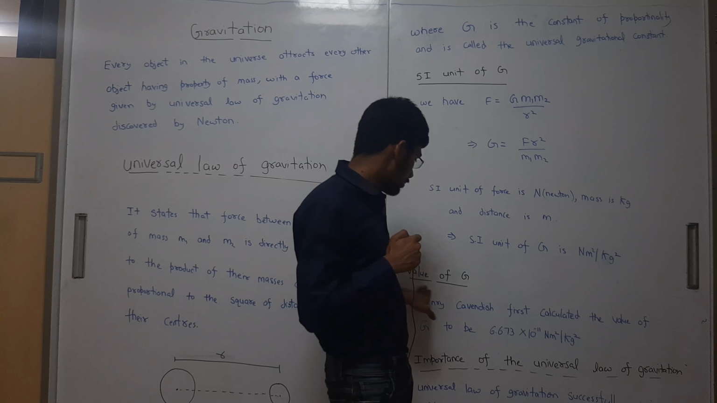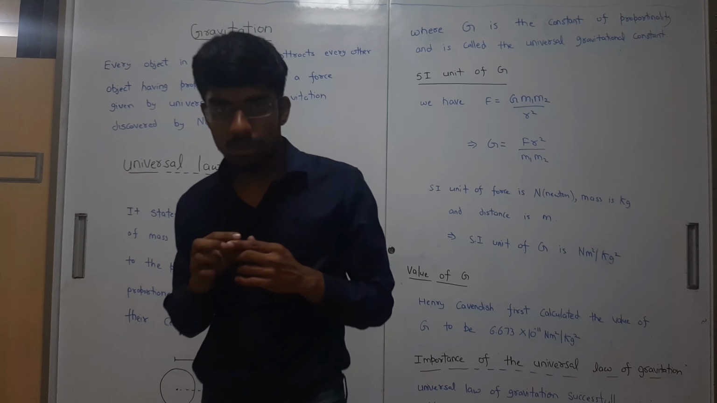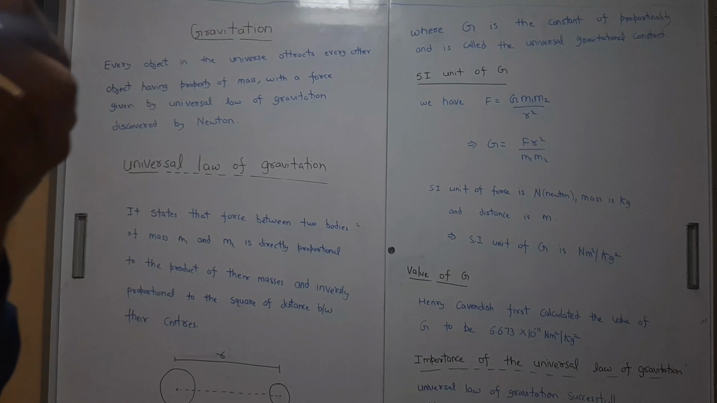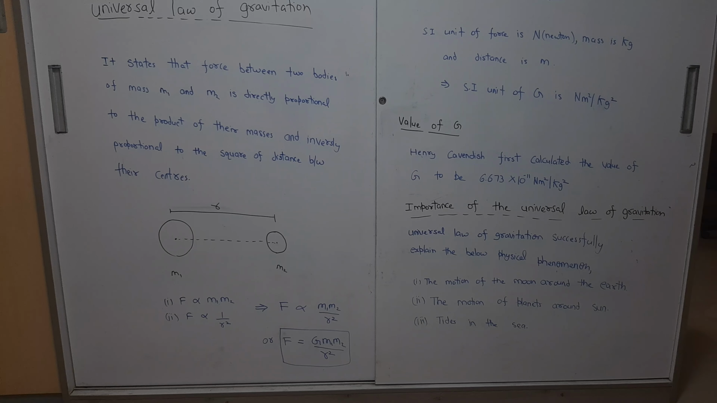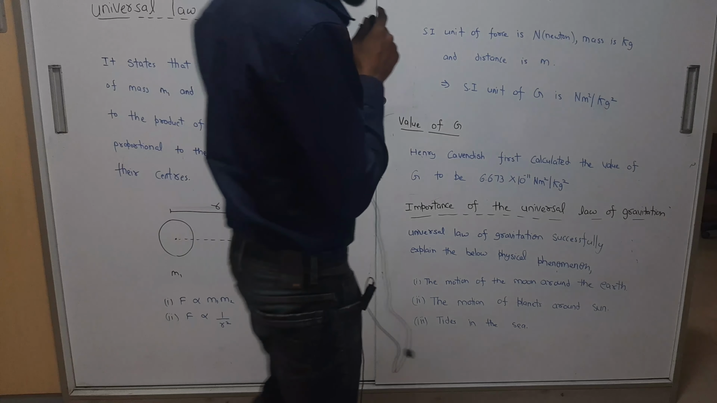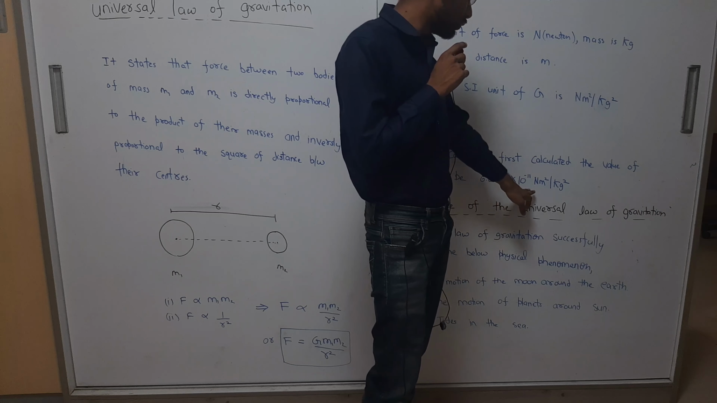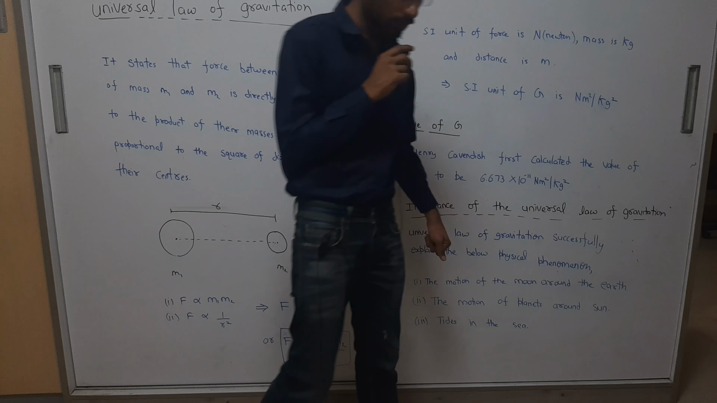Now the value of G: Henry Cavendish, by using an experimental setup, was able to calculate the value of G, and this value is 6.673 times 10 to the power minus 11 Newton meter square per kg square.